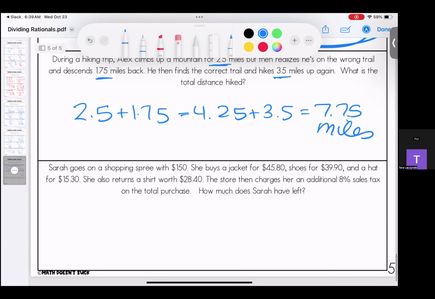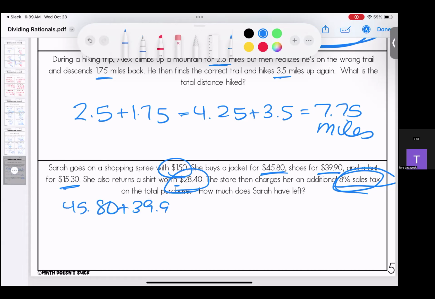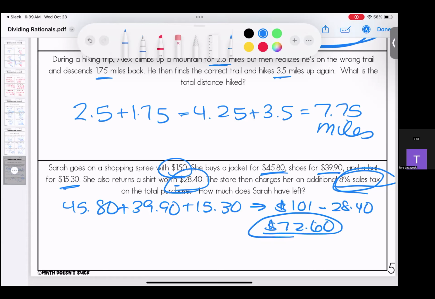Last one, Sarah's going shopping and she has $150 to spend. She buys a jacket, some shoes, and a hat, but she returns a shirt. There's 8% sales tax. What is the total purchase? So she is spending, let's say, $45.80 plus $39.90 plus $15.30. That gives us a total of $101. But then she does her return, which gives us a total of $72.60 spent before the tax.